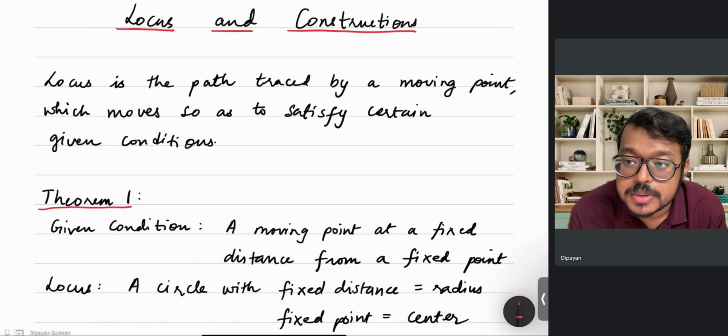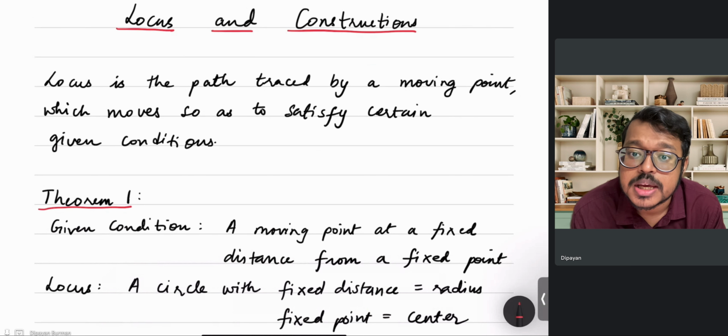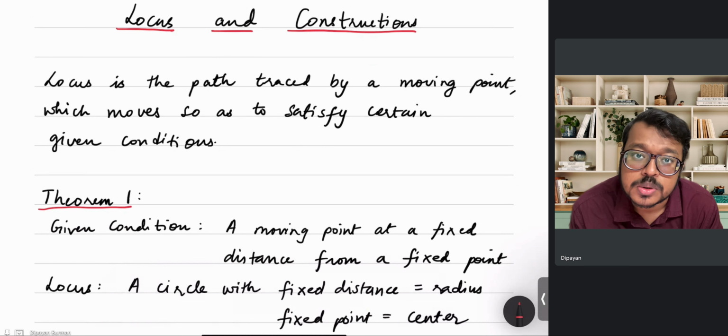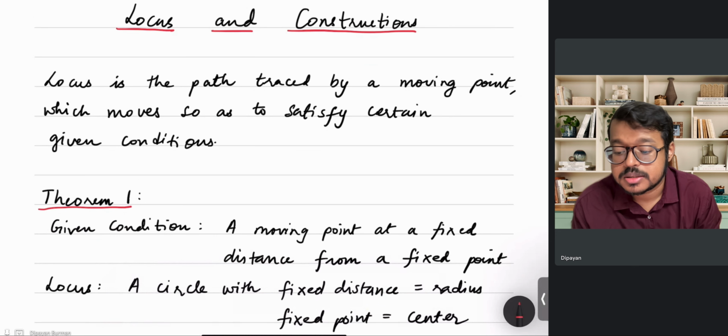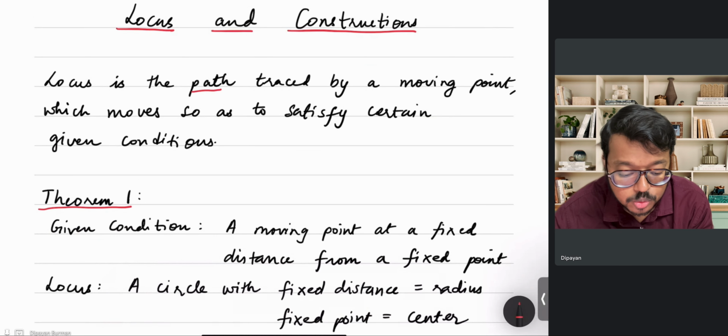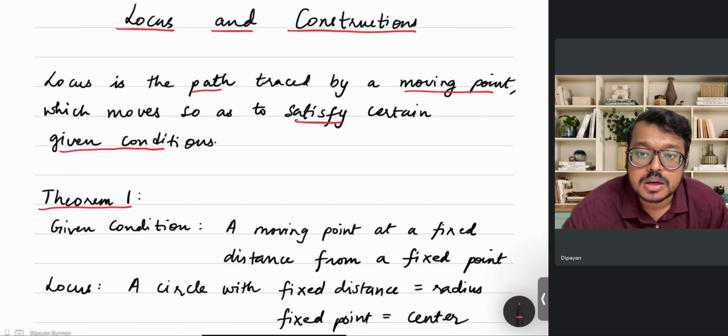Let's recap the concepts of locus and also constructions. Now, locus is a Latin word which means locality or location, but in maths, locus is the path traced by a moving point which moves so as to satisfy certain given conditions. Now, what does it mean? We can look at some locus theorems.